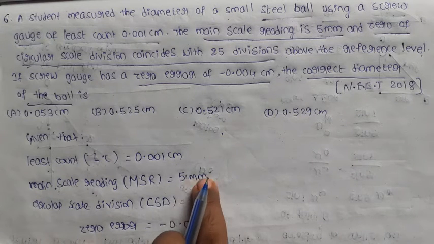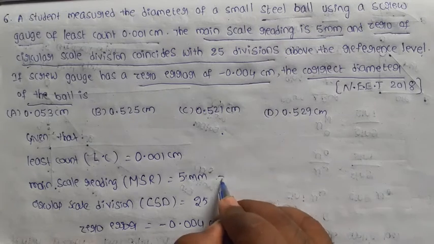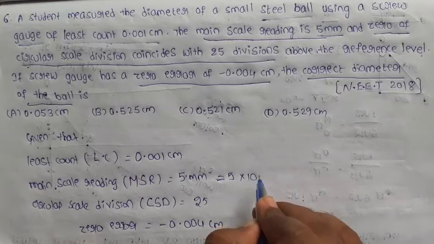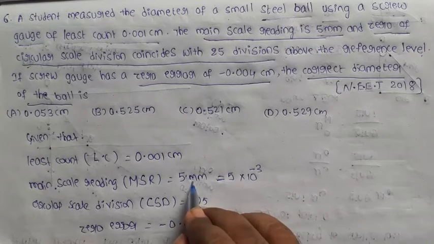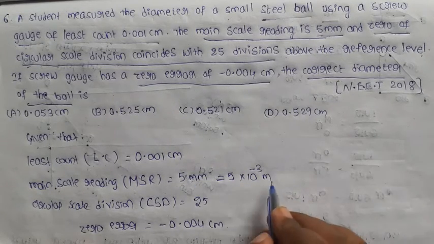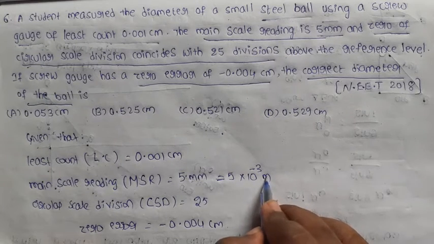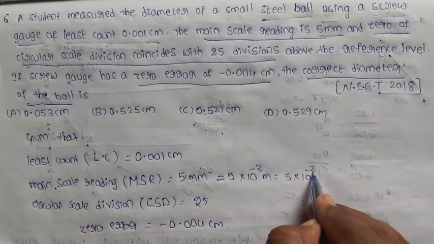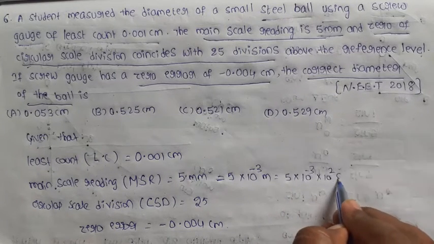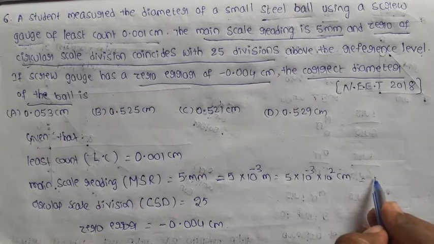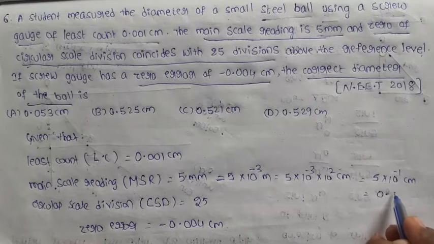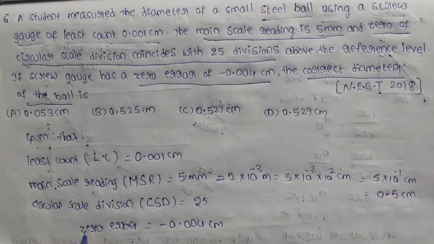I am converting this millimeter into centimeter. Here first I am taking what is the value of milli. Milli means 10 to the power of minus 3. 1 milli equal to 10 to the power of minus 3 meter. So next what we are doing here, meter is converted into centimeter. 1 meter equal to 10 to the power of 2 centimeter. Here 5 into 10 to the power of minus 1 centimeter. This we can write as 0.5 centimeter. So main scale reading is 0.5 centimeter.